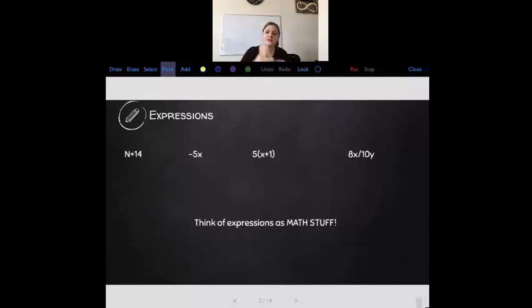So expressions look like what's on the screen here. N plus 4, negative 5x, 5 times x plus 1, 8x over 10y. And we want to think of expressions as just a bunch of math stuff. But expressions are helpful in translating a given scenario into math in order to help us problem solve. So that's why we deal with them and talk about them.